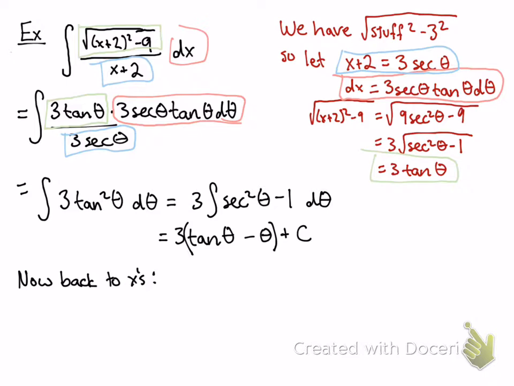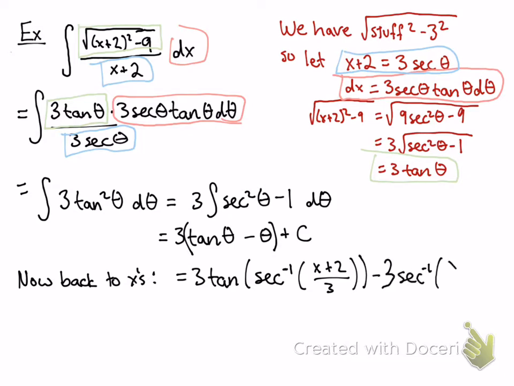Now I go back to x's. All right, back to my original variable. My integral started off being an integral in terms of x, so my answer needs to be in terms of x. So what's theta, right? Well, this requires a little bit more thought, but if x plus 2 equals 3 secant theta, I can divide through by 3 and then take the inverse secant, and I get that theta is the inverse secant, or the arc secant, of x plus 2 over 3. And I fill that in for both thetas. And that's one way to write the answer.